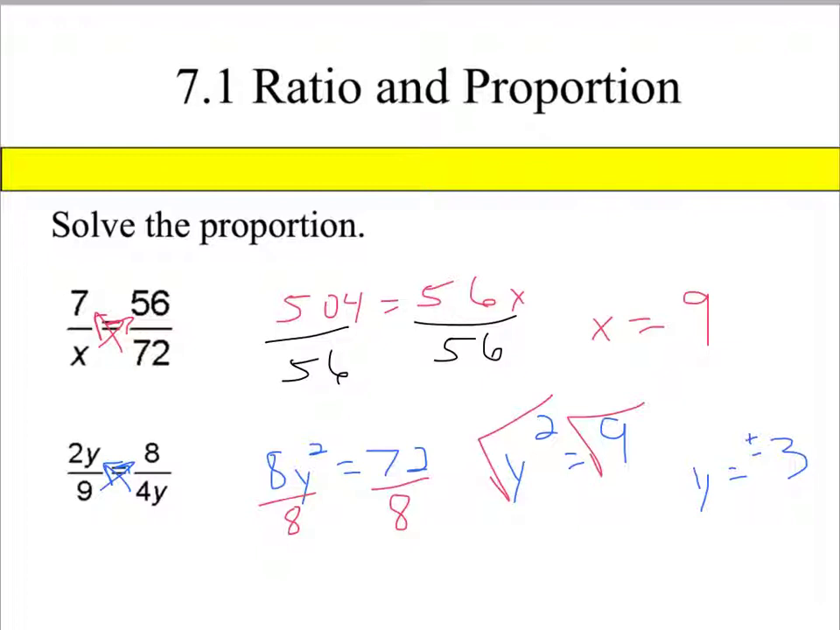I could plug in negative 3 for y, and those would make it equal to each other. I could plug in 3 for y, and they would make it equal to each other. So you need both answers, a positive and a negative, to get your answer.